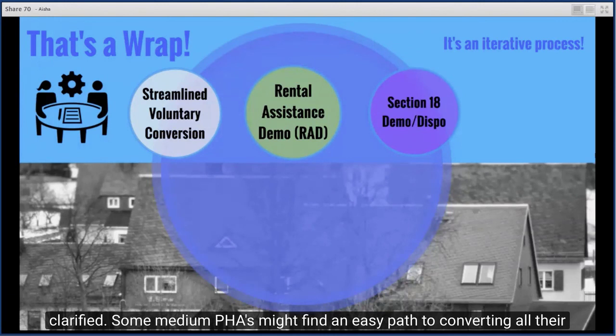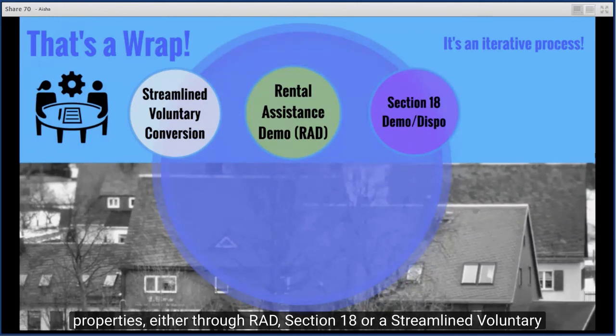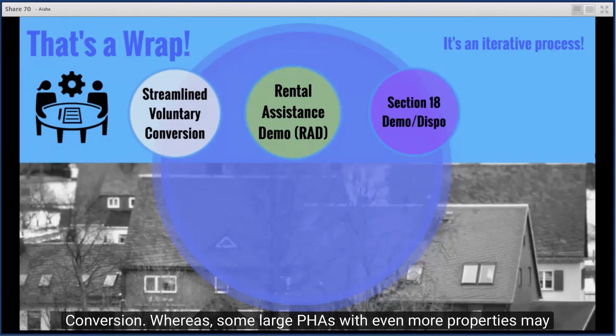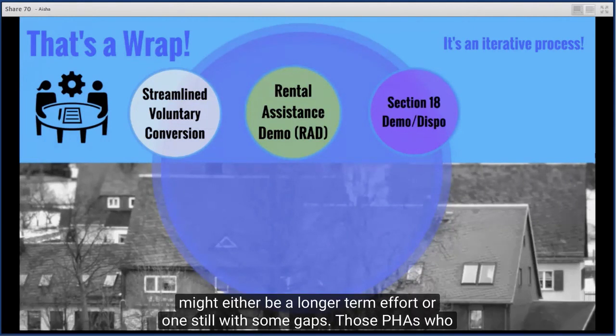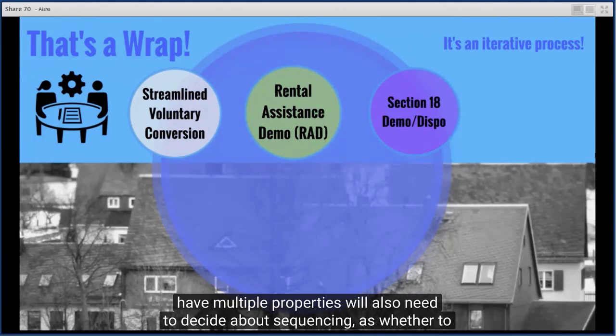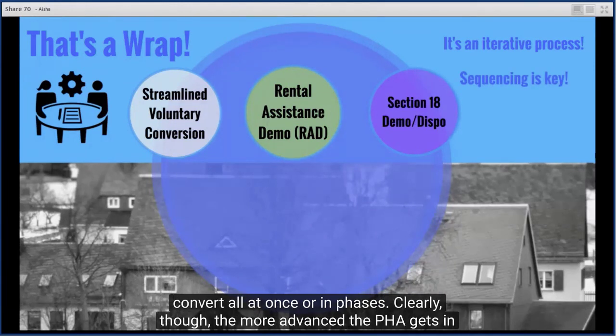Some medium PHAs might find an easy path to converting all their properties, either through RAD, Section 18, or Streamlined Voluntary Conversion, whereas some large PHAs with even more properties may find that while they can identify some immediate candidates, full conversion might either be a longer-term effort or one still with some gaps. Those PHAs who have multiple properties will also need to decide about sequencing, as in whether to convert all at once or in phases.